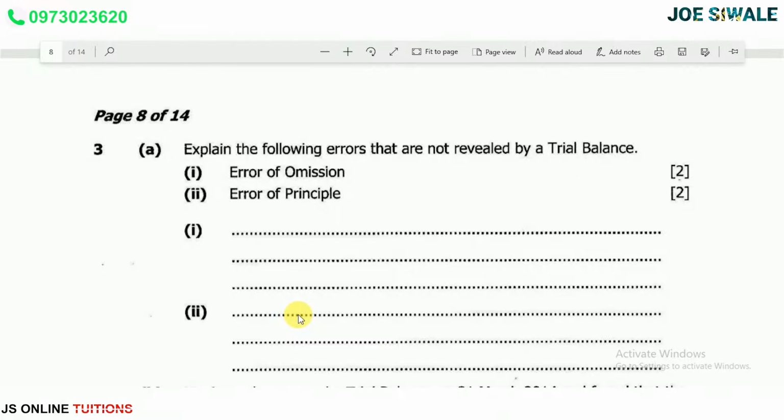So we're going to start with number 1, error of omission. Error of omission occurs where a transaction is completely omitted from the books of accounts. For example, a payment of 450 kwacha cash to Mulenga was completely omitted from the books. So let's just write that definition down.